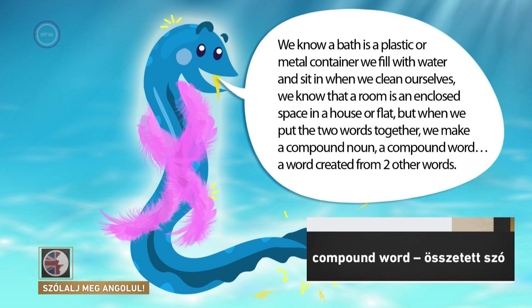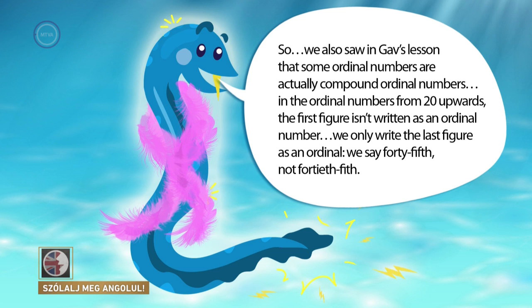We know a bath is a plastic or metal container we fill with water and sit in when we clean ourselves. We know that a room is an enclosed space in a house or flat. But when we put the two words together, we make a compound noun, a compound word, a word created from two other words. So, we also saw in Gab's lesson that some ordinal numbers are actually compound ordinal numbers.